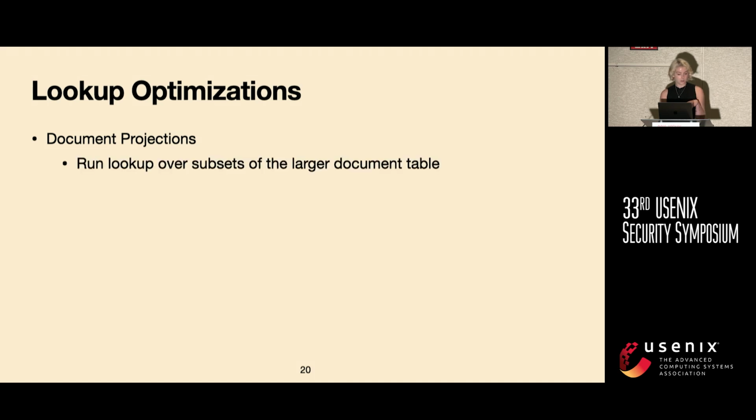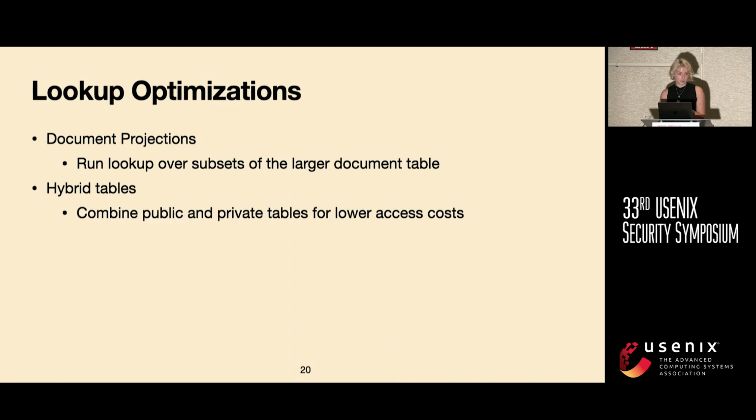We also have a bunch of optimizations that we implement for lookup arguments that might be of independent interest. These include document projections, which are a way to run lookups over subsets of large tables, and hybrid public-private tables. Unfortunately, I don't have time to talk about them, but you can see the paper for more details.